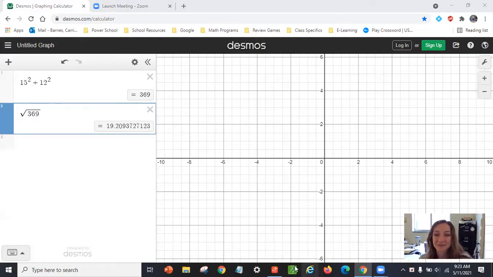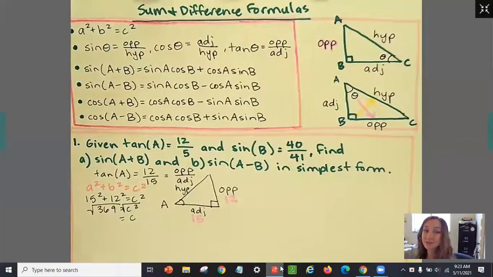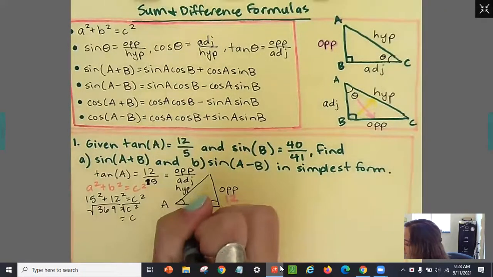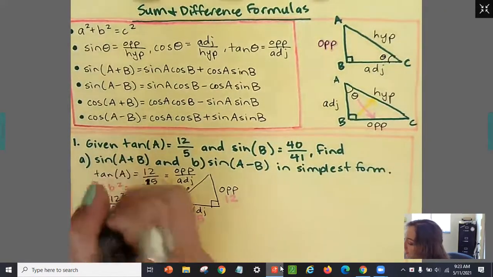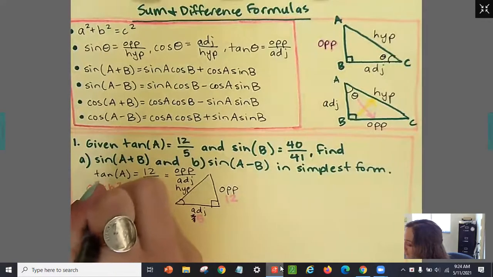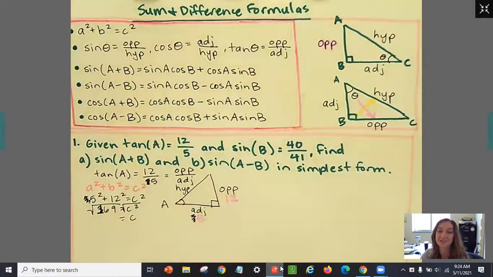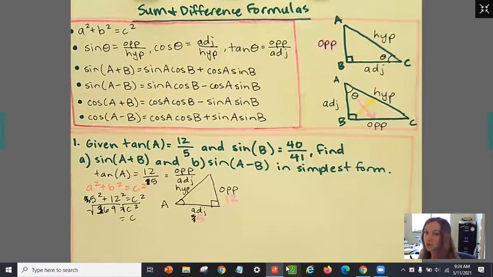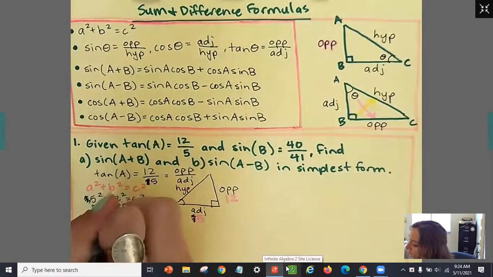Okay, I actually wrote this problem down incorrectly. It was 5, it was not 15. So this side is 5, which means this is actually 169. It is not 369. So if you take the square root of 169 instead, then you'll get 13, which is what you're supposed to get here. So c is equal to 13.